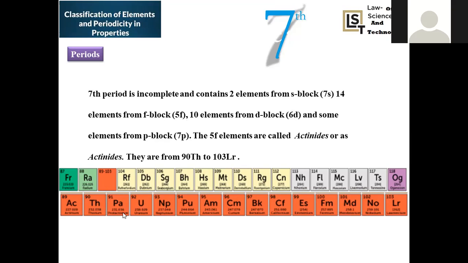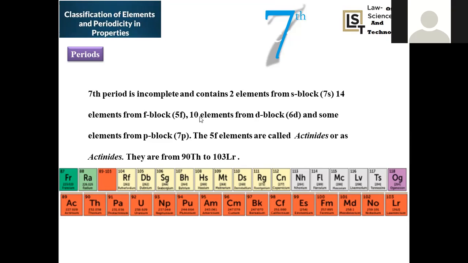The series ranges from thorium, protactinium, uranium, neptunium, plutonium, americium, curium, berkelium, californium, einsteinium, fermium, mendelevium, nobelium, and lawrencium. Most of the scientists' names and territory names are given to these elements because all of these are newly invented and have a wide range of applications, all being radioactive in nature. This f series of 14 elements runs from thorium to lawrencium.